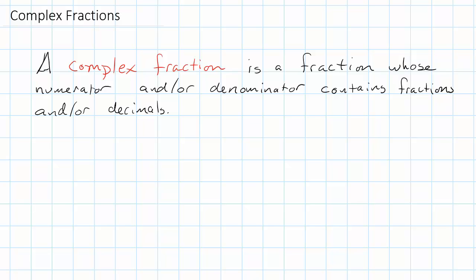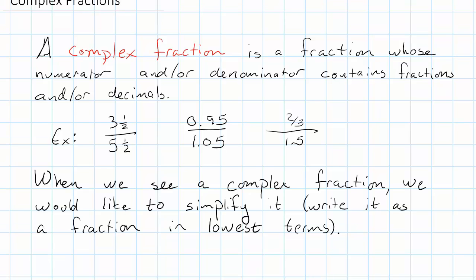So for example, 3.5 over 5.5, 0.95 over 1.05, or 2/3 over 1.5. Now, when we're confronted with one of these complex fractions, what we'd really like to do is simplify it, that is, write it as a fraction in lowest terms. And there are three methods that we can use to do this. For any particular complex fraction, you should use whichever method seems easiest.